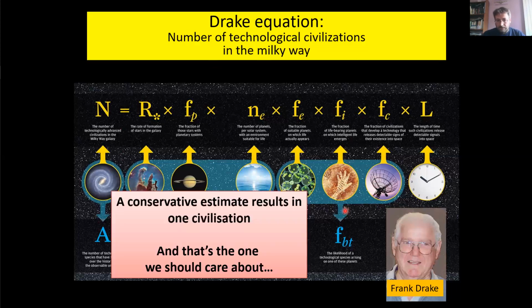Yet, I would stay with a conservative estimate. This is, we have one in the Milky Way, and that's the one we should care about, and not how the guys in Vega are doing. It's rather how we are doing. What are we doing with our planet?